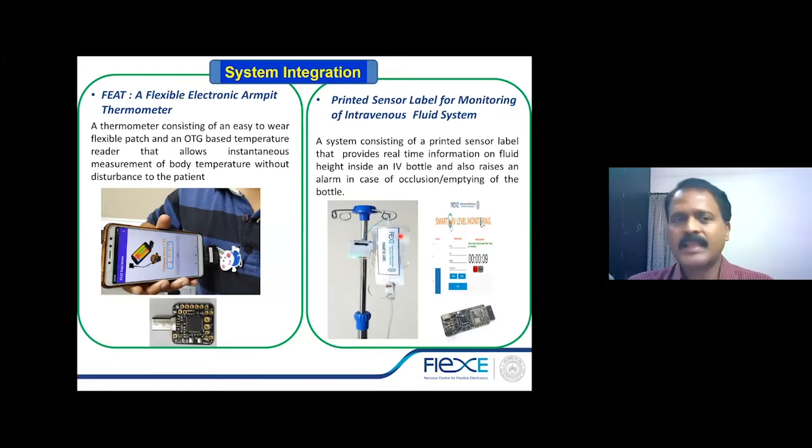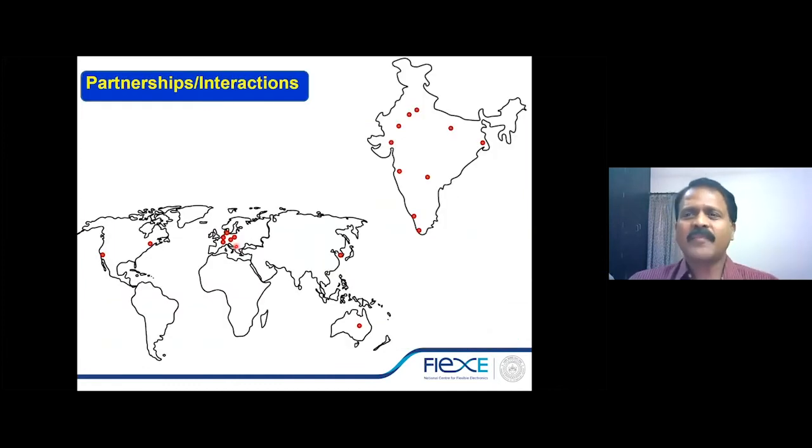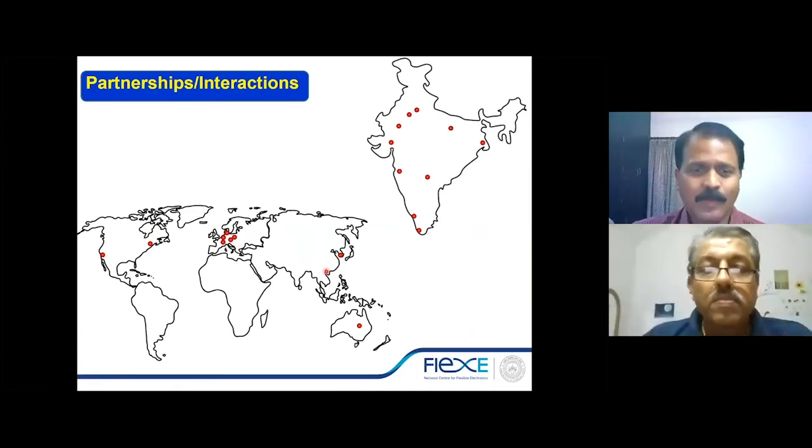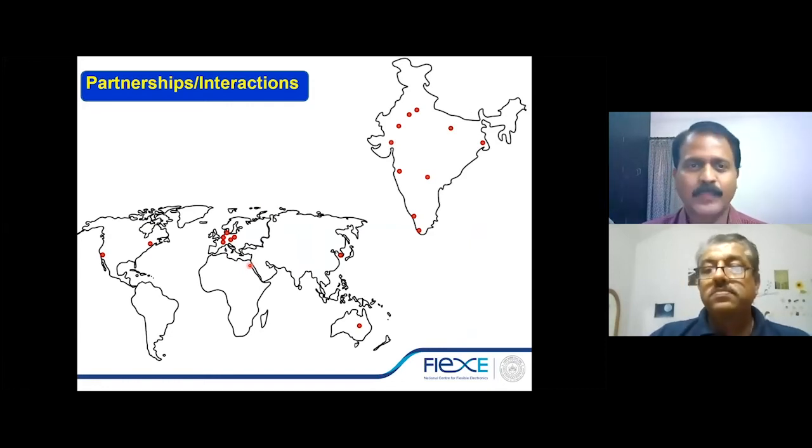so that appropriate actions can be taken. And here's another example of a flexible electronic thermometer, where the temperature measurement part is wearable, so that it does not disturb the patient. So as a close, I would like to say that our center is interacting with a large number of organizations and institutions, not only within the country but across the world. That's helping us learn about a lot of things, and there is a lot of collaborative work in place.